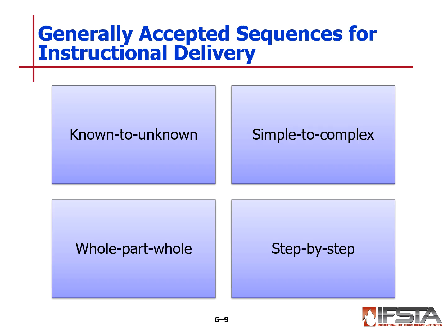the known to unknown. This begins with information the students are familiar with or already know before introducing unfamiliar or unknown material. Known to unknown is effective because students base their learning experience on something they already recognize.